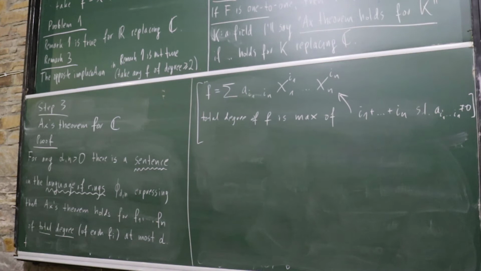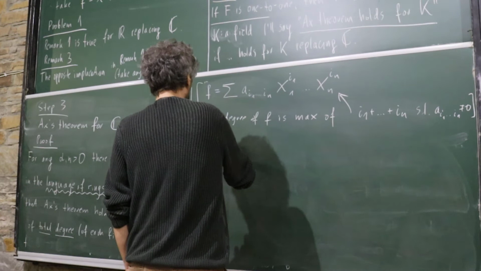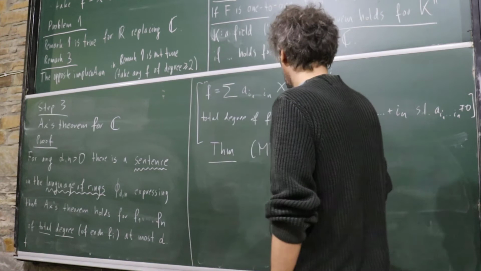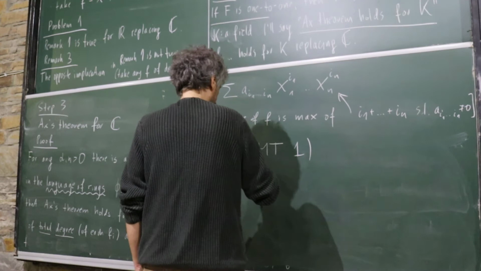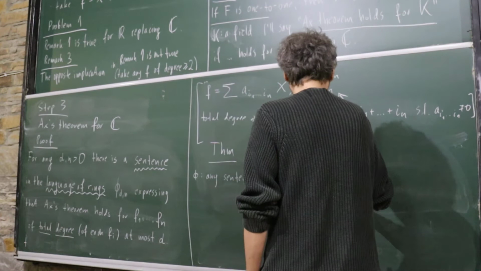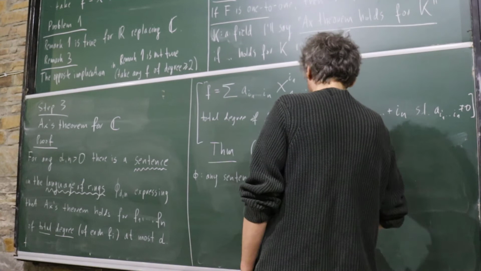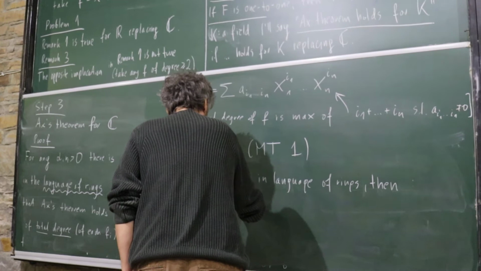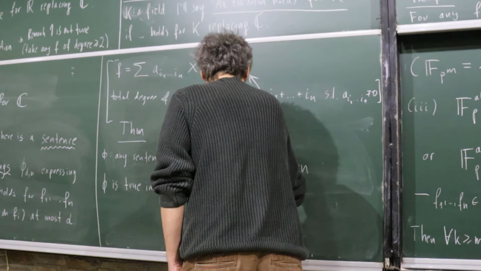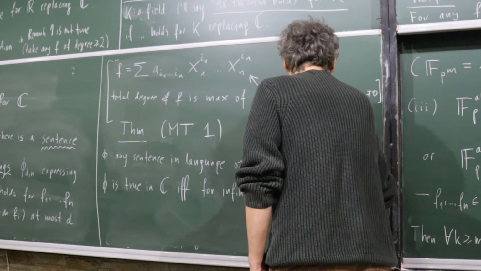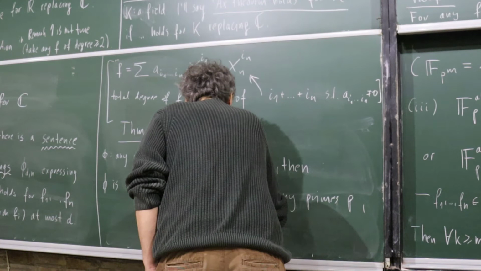So theorem. This will be model theoretic theorem number 1. If phi is any sentence in the language of rings, then phi is true in the complex numbers if and only if for infinitely many primes p, phi is true in F_p^alg.